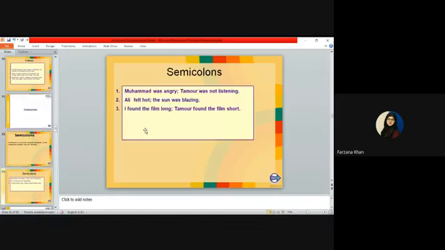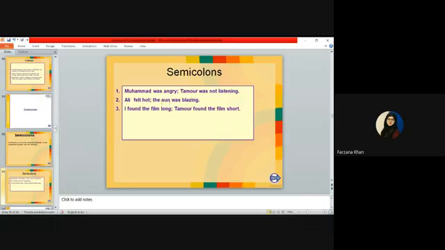Let me explain with some examples. Here you can see, Muhammad was angry; Tamur was not listening. It means there is a direct connection between these two independent clauses. Muhammad was angry because Tamur was not listening. So the connection word, the conjunction, is missing here. That's why we need to place a semicolon here.